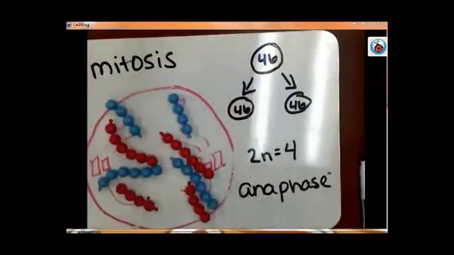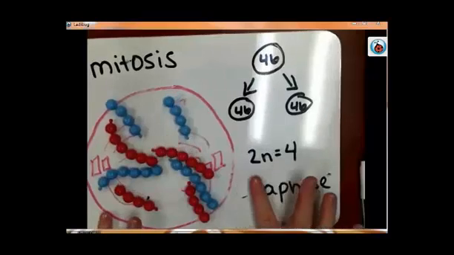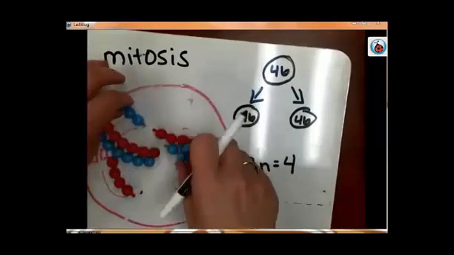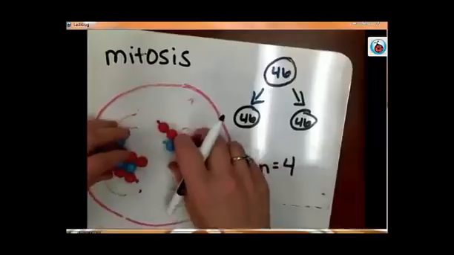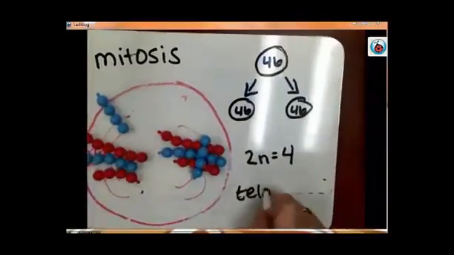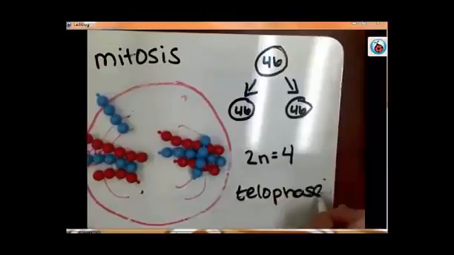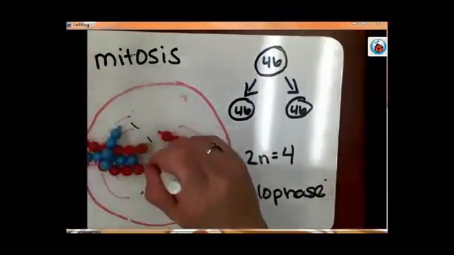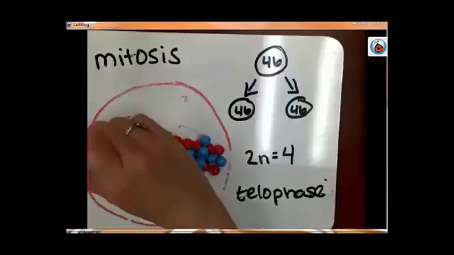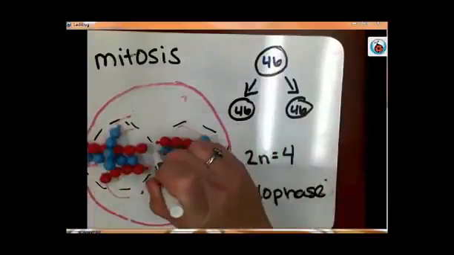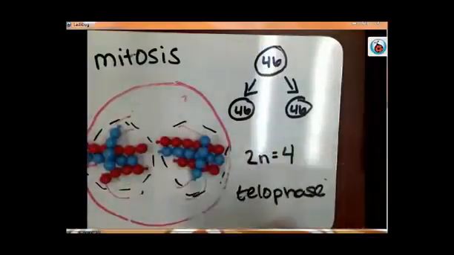These are going to start moving to opposite ends. And once they are finally apart, they're going to start to unwind, and the nuclear membrane will reappear. We have telophase. So we would have all of these go back, basically, into chromatin. 2 new nuclei will be present. And then we'll go into our cytokinesis.